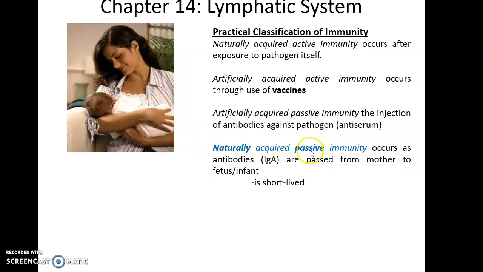And then there's naturally acquired passive immunity. This is specific to when the mother passes on her antibodies, her IgA antibodies, through breast milk to the infant. Again, this is short-lived, only lasting as long as the time period in the infant's life in which it is breastfeeding. And so it's short-lived and doesn't stimulate any immune response cells. So there are no memory cells involved.